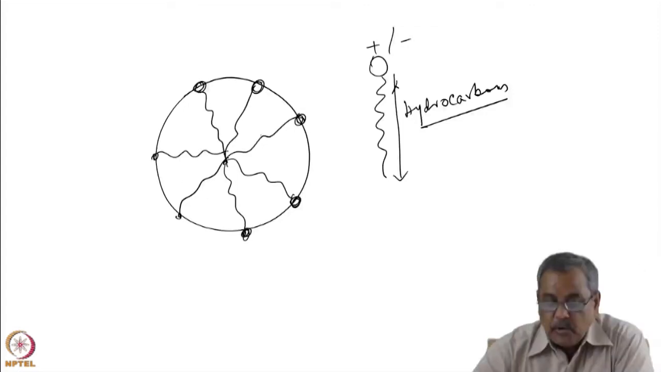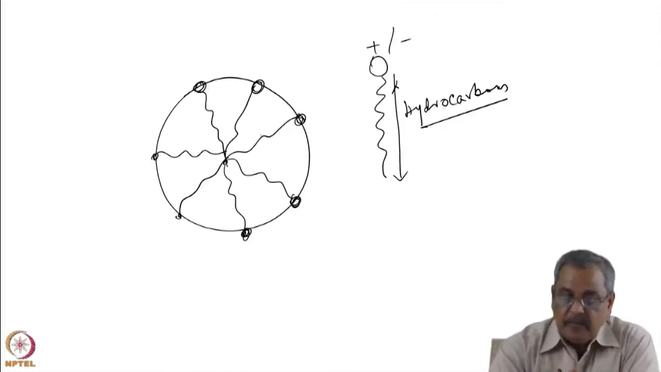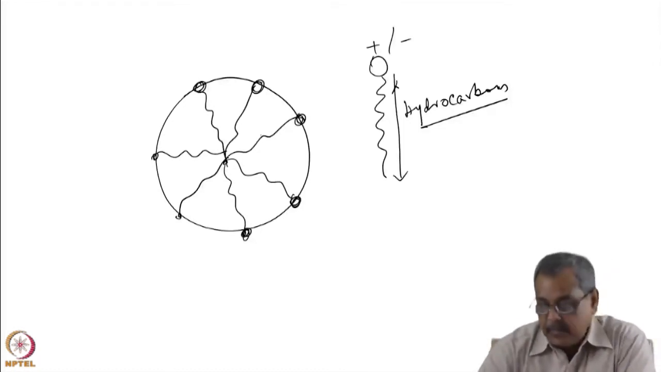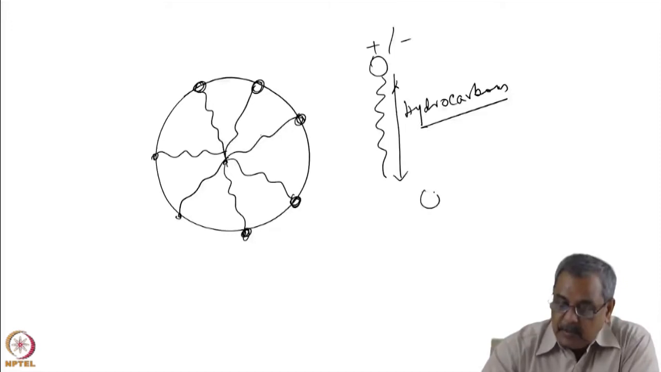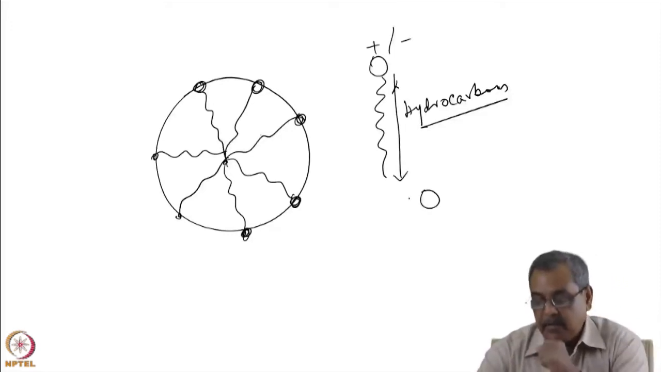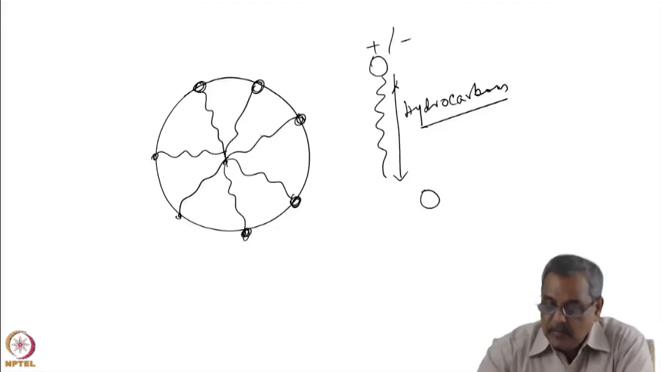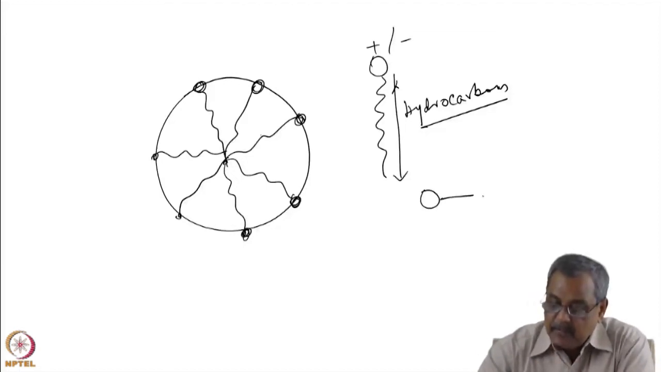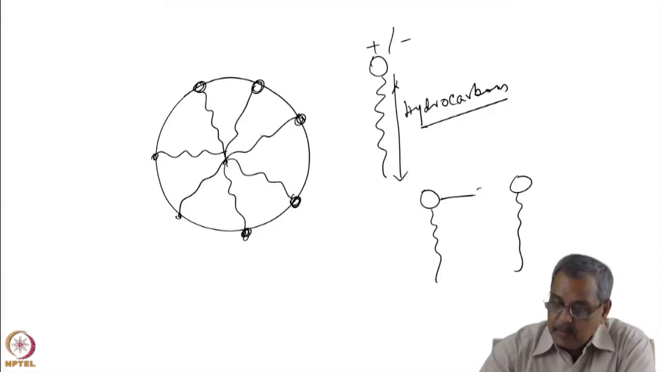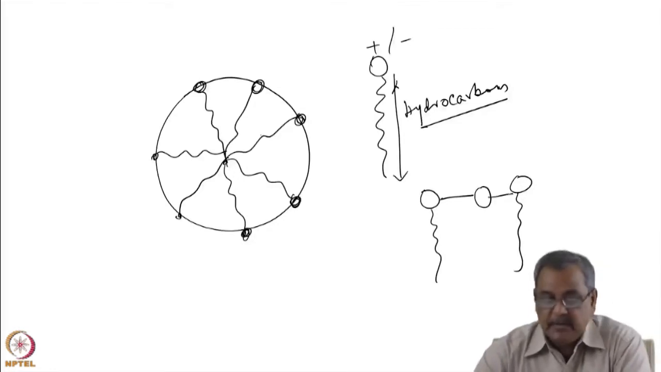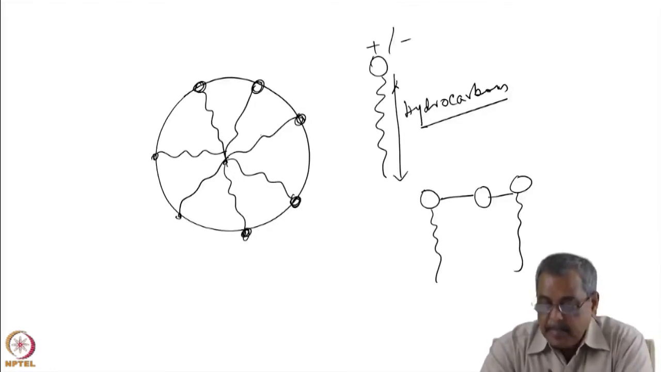Now I am talking about one step ahead from this kind of single head group surfactants. These were designed by a specialist group at IISc Bangalore. The experiments were done at Dhruva. These are called Gemini surfactants, which have two head groups connected by a chain. So this is a micelle with multiple head groups and multiple tails.